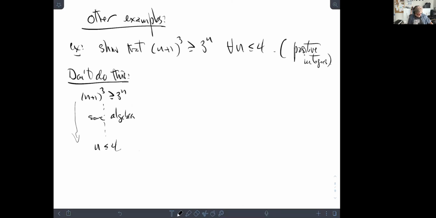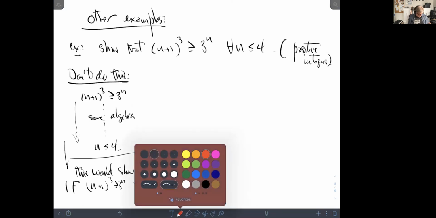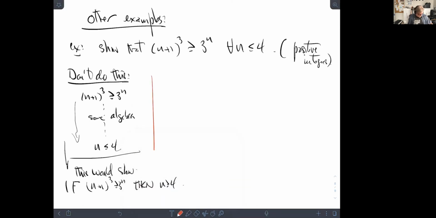Hopefully, okay, so this would show: if (n+1)^3 greater or equal to 3^n, then n less or equal to 4. What we want to show is the other direction. We want to show it is actually true when n is small, between 1 and 4. Okay, so this is really something to avoid. So be careful, okay?